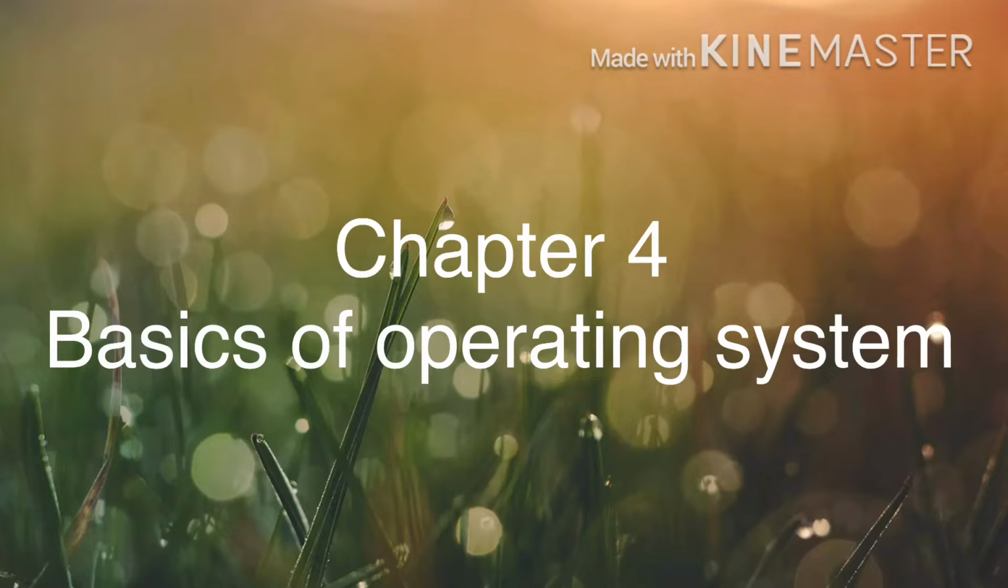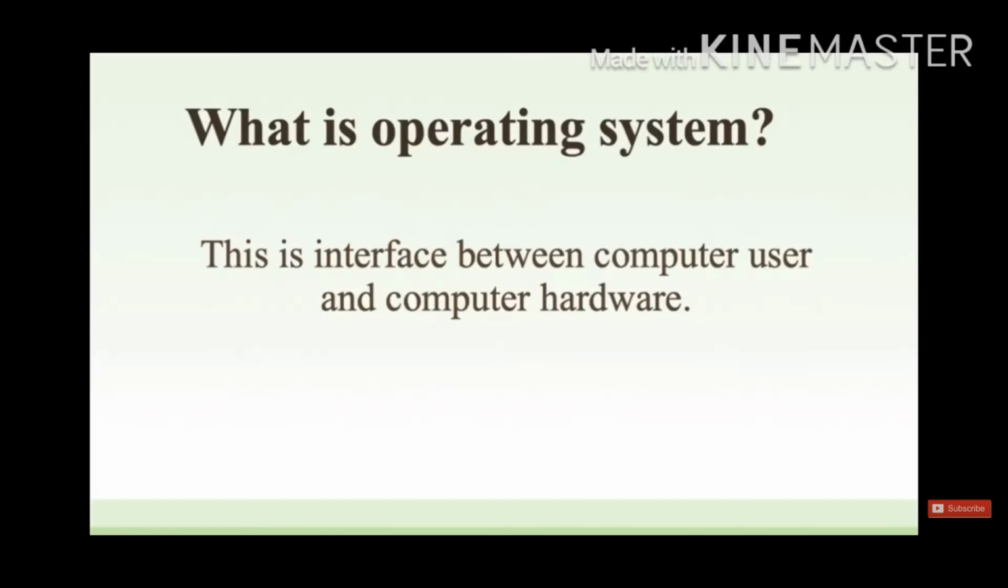Today we will start our new chapter, that is Basics of Operating System. As you know, we have studied about operating system in the previous chapter. So let's briefly recall what an operating system is. It is an interface between a user and the hardware. Hardware provides the basic computing resources, the programs define the ways in which these resources are used to solve the computing problems of the users, and the operating system controls and coordinates the use of the hardware among the various application programs.